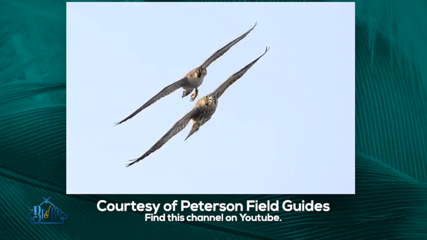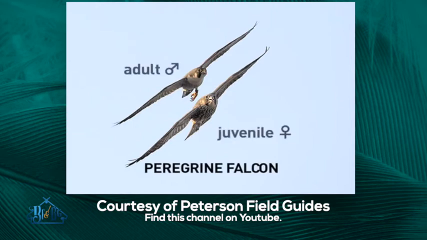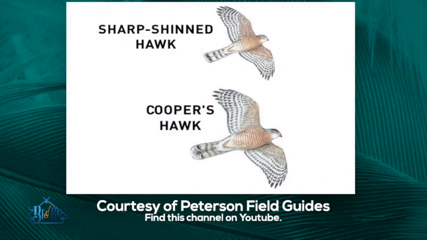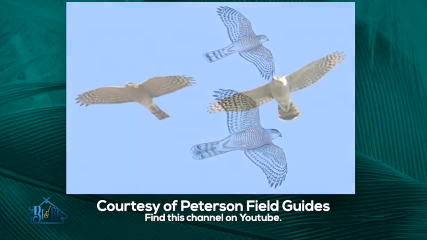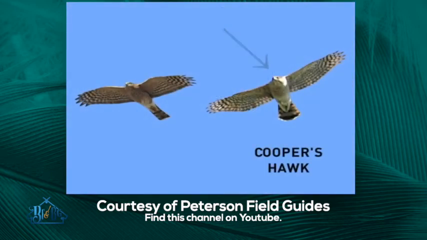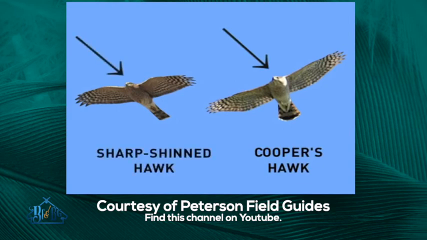Here's a good example of this surprising size differential. A shot of a father Peregrine Falcon flying with one of his daughters. The adult male is on the left, the juvenile female on the right. Whatever their age, the classic field mark for separating Sharpies from Coopers is a straight versus rounded tail tip, and this can indeed be a useful character, but head size is even better. Cooper's hawks have bigger heads that stick out much more prominently than the smaller heads of Sharpies.